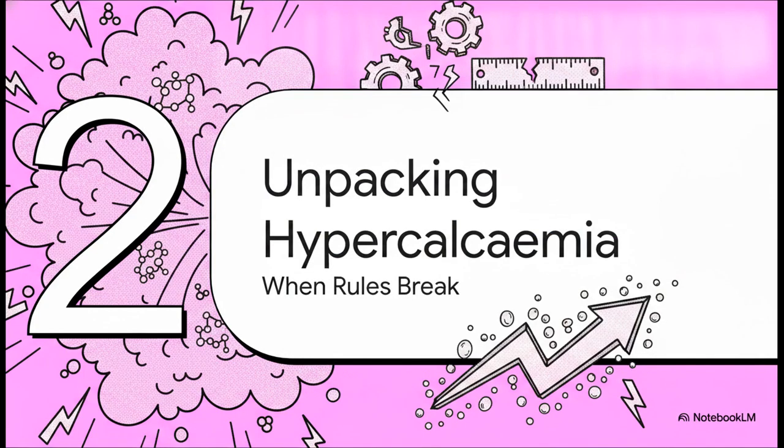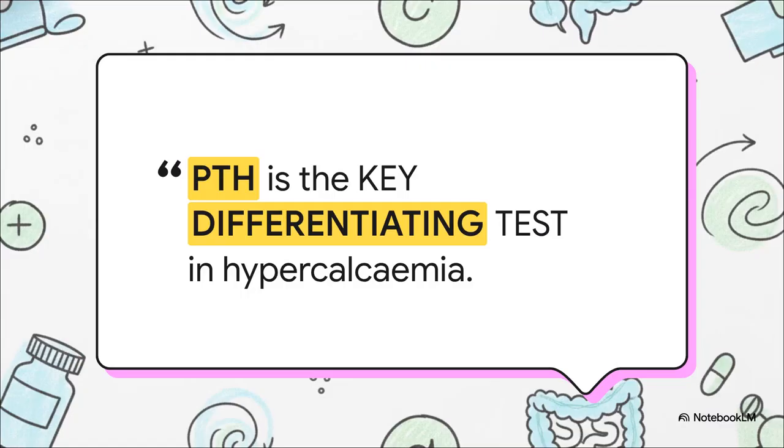Moving right along to section 2, unpacking hypercalcemia. Let's see what happens when those calcium levels soar and the normal rules break down. I want you to slow down and pay really close attention here, because this is our very first major exam pearl. When a patient presents with elevated calcium, your absolute first move, look at the PTH level. PTH is the key differentiating test in hypercalcemia.